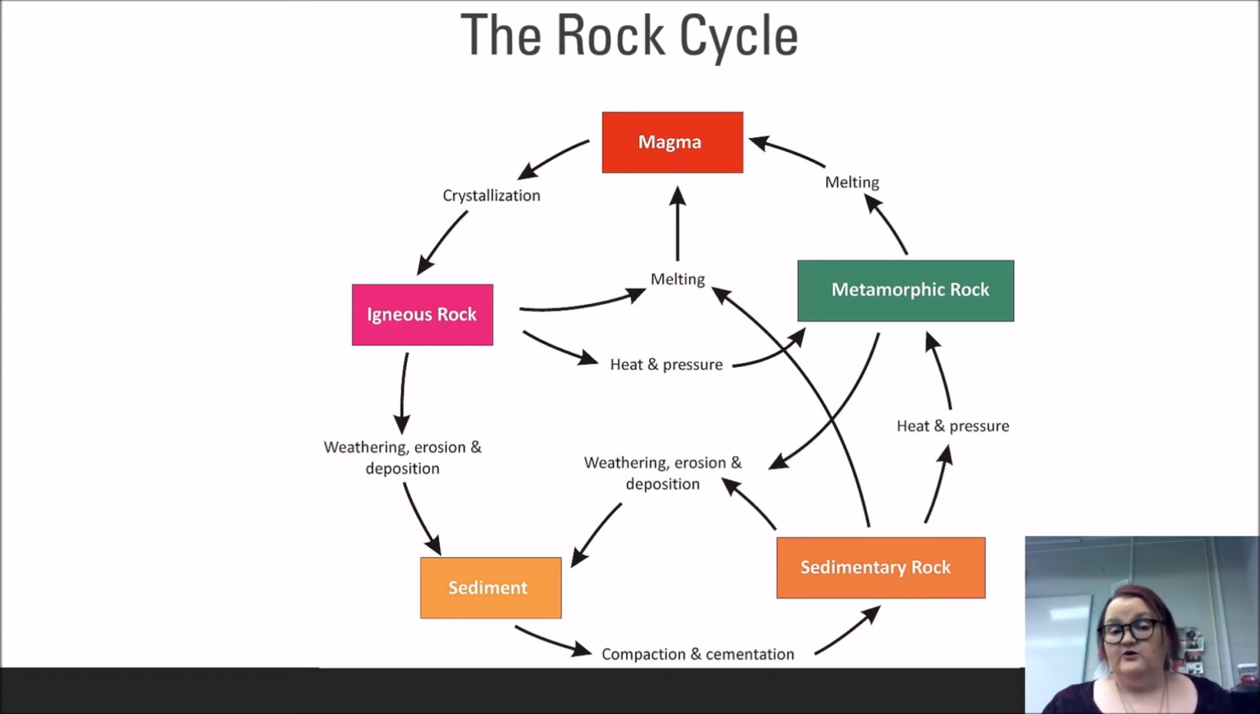Sedimentary rock can melt during processes like subduction and form magma, which will then be used to produce igneous rock. It can also undergo heat and pressure to form metamorphic rock. Lastly, metamorphic rock can be weathered and eroded, where it will form sediment and eventually sedimentary rock, and it can also melt during subduction to form magma to form new igneous rock.